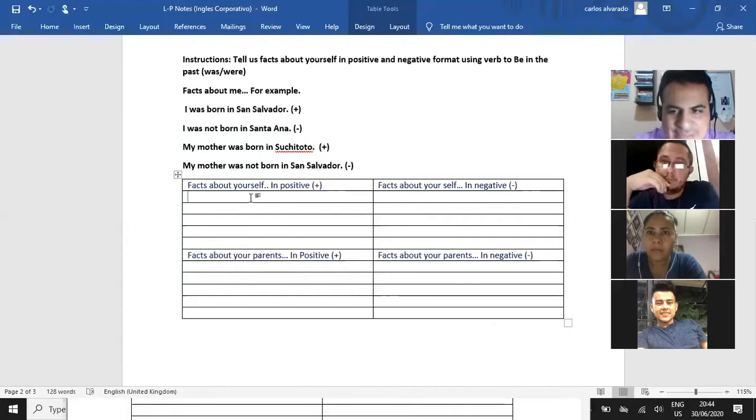Okay, Sara, creo que quiere hablar, pero su micrófono está apagado. No le escucho.